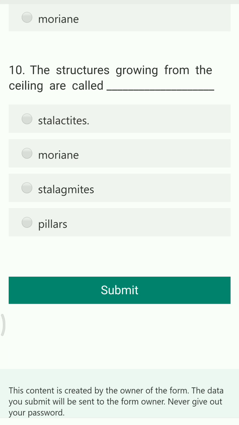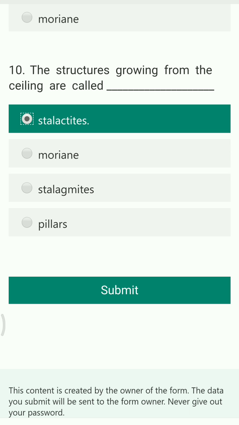Next question. The structure growing from the ceiling is called as dash. So the options are stalactites, moraine, stalagmites and pillars. So basically, in the case of work of groundwater, because of deposition of calcium carbonate, that is CaCO3, the deposition which occurs at the ceiling is called stalactites. So this is the right answer.